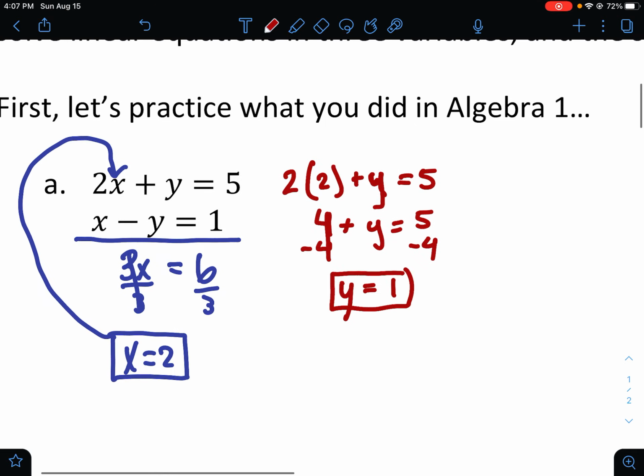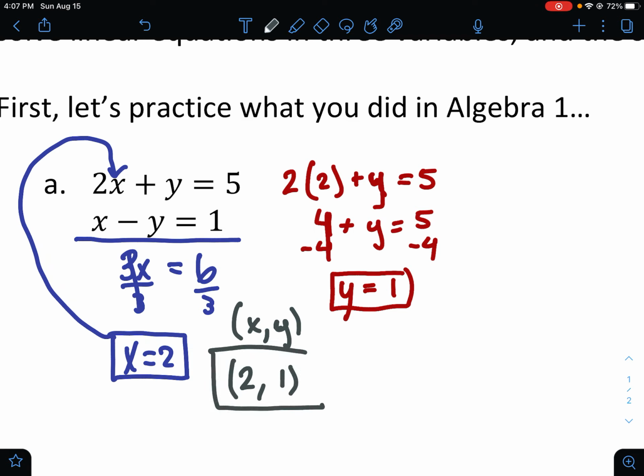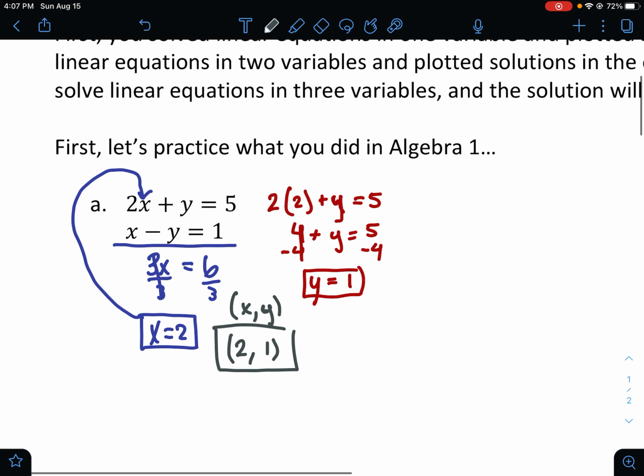Again, I'm not quite done. I did need to write my final answer as an ordered pair, x comma y. Your answer is always x comma y. So in this case, it would be 2 comma 1. And that is your final answer. And that was elimination, a pretty basic version of it, but it is an elimination problem.